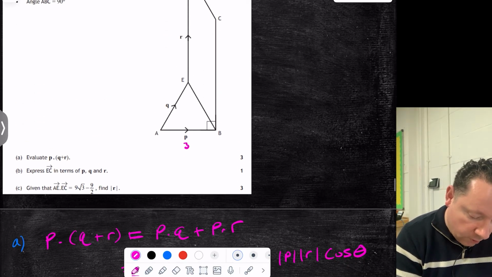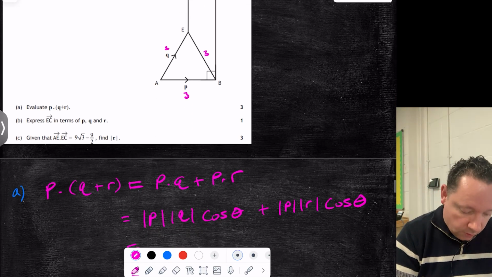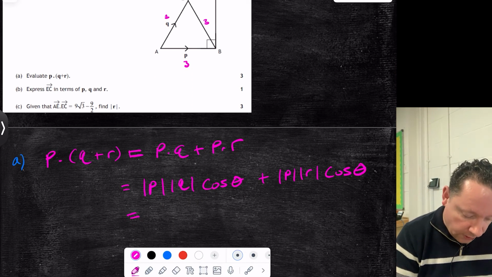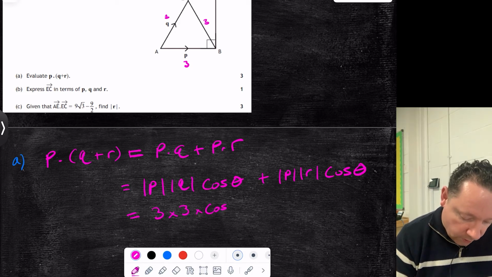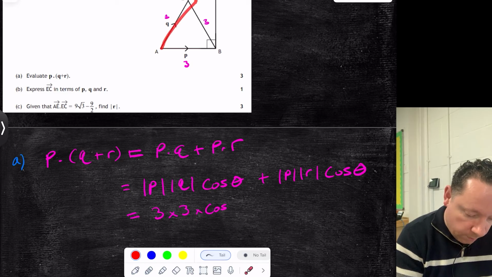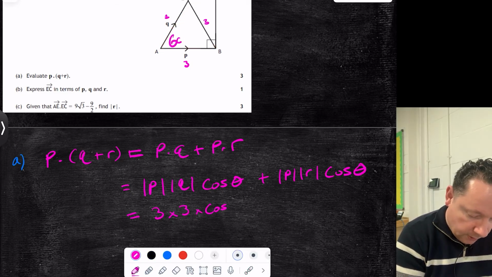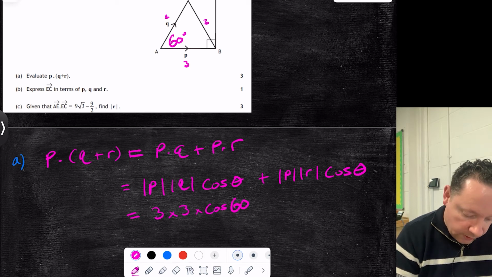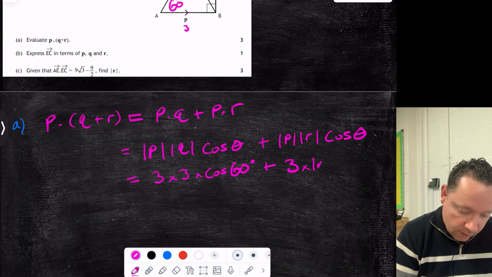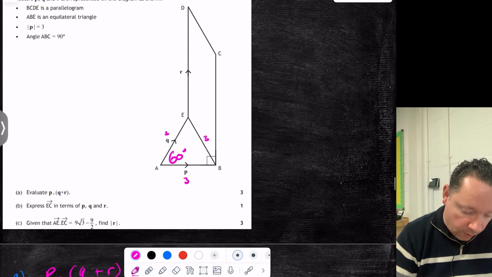Let me just take a note of that, which means all of these are 3, obviously, because it's an equilateral triangle. So the size of P and the size of Q, that's 3 times 3, times the cos of the angle in between those. Well, it's an equilateral triangle, so these are 60-degree angles. So we can write 60 degrees for each of them. So it's the cos of 60, plus the size of P again, which is 3 times the size of R, and then the angle in between, cos of, well, what's the angle in between P and R?